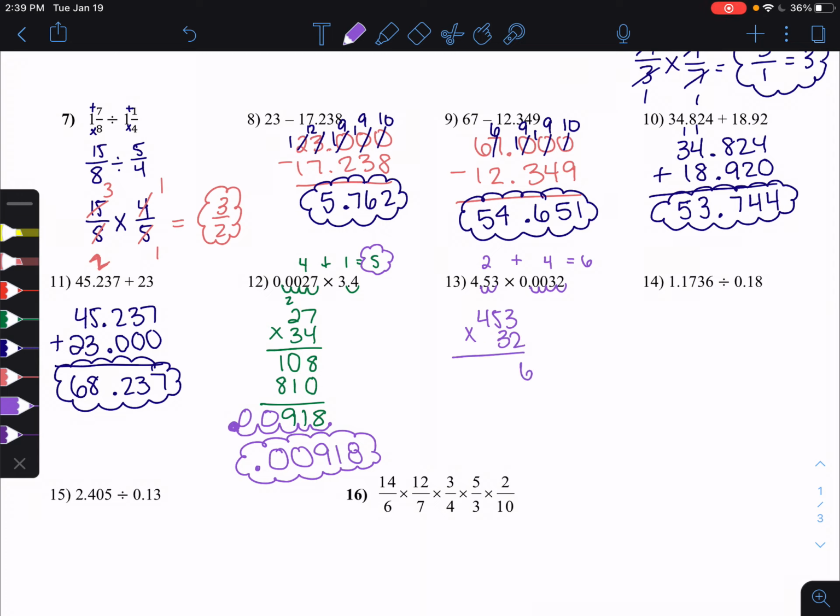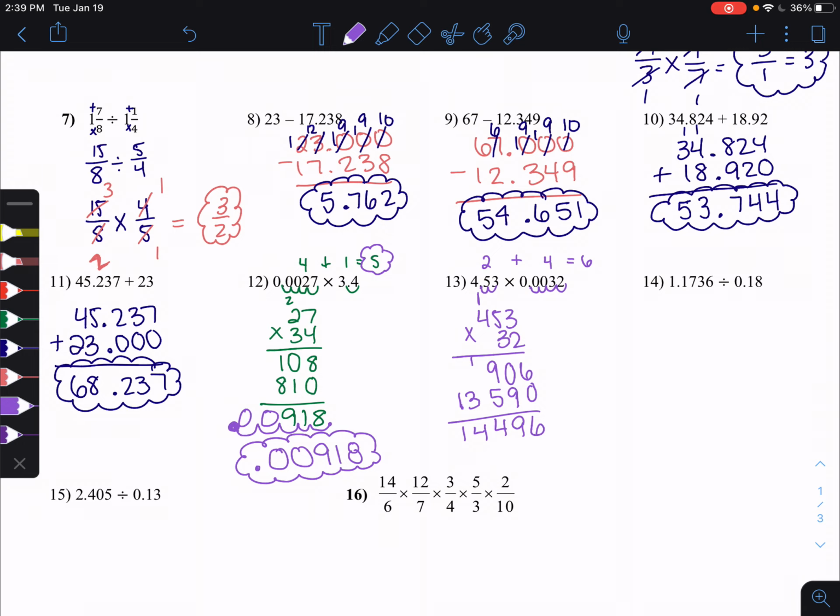So 2 times 3 is 6. 2 times 5 is 10. 2 times 4 is 8, plus 1 is 9. 3 times 3 is 9. 3 times 5 is 15, carry the 1. 3 times 4 is 12, plus 1 is 13. So 6, 9, 14, carry the 1, 4, and then 1.